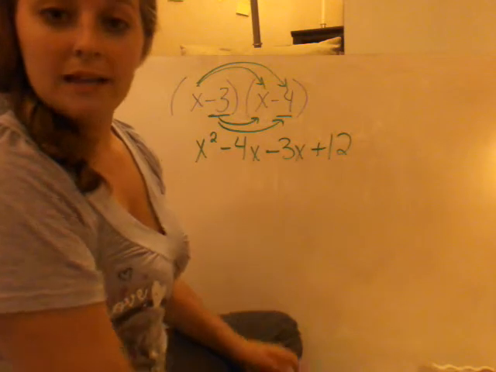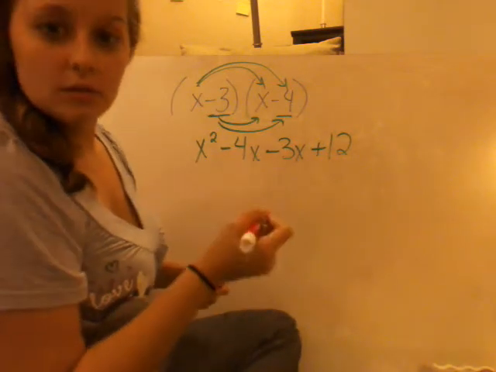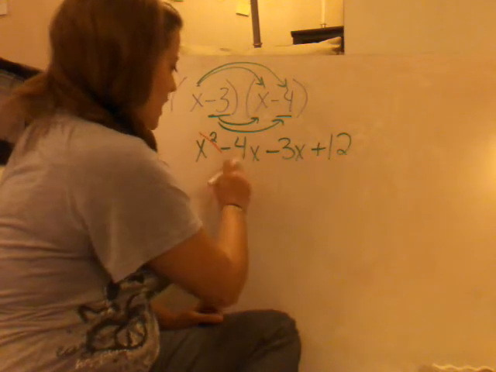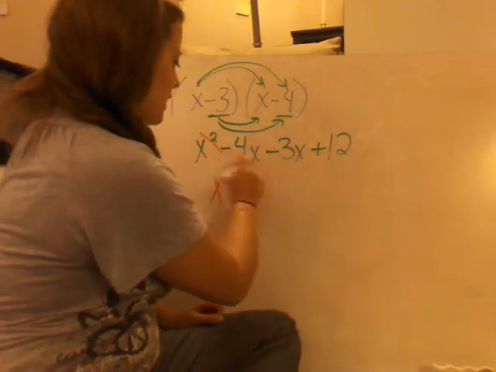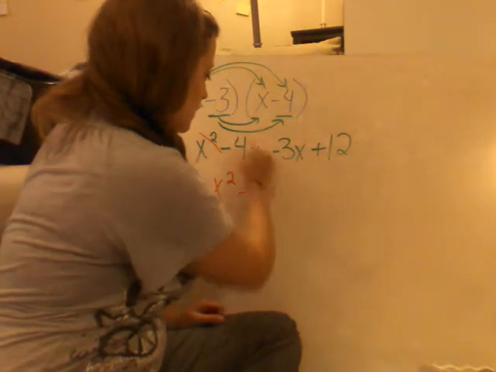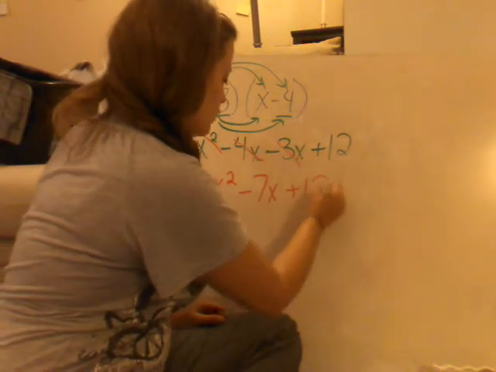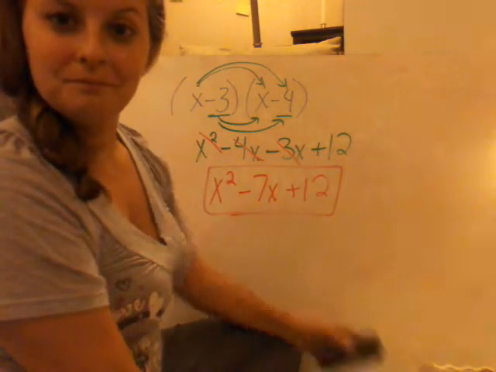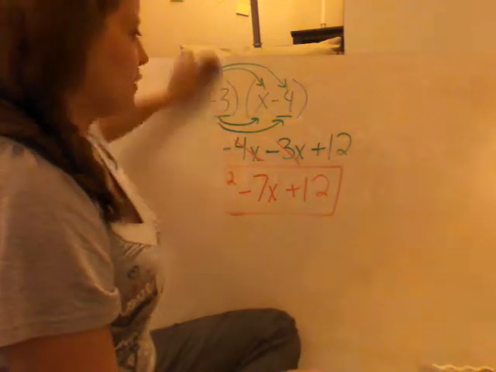Now I'm going to combine like terms. I've got a single x squared. I've got 2 x's, so negative 4 and a negative 3 is negative 7x. Those are gone, plus 12. And that's my answer. Alright, that's all there is. And we're just going to keep trucking along.